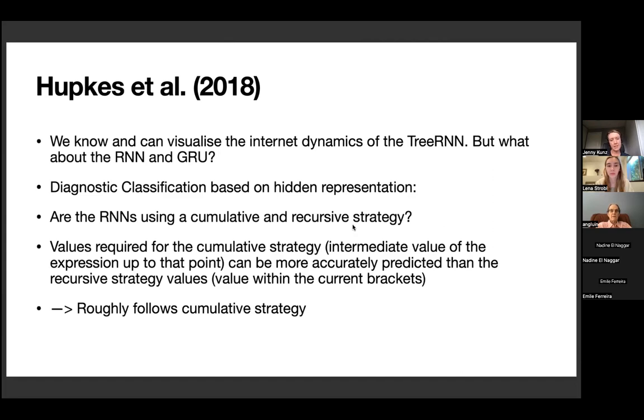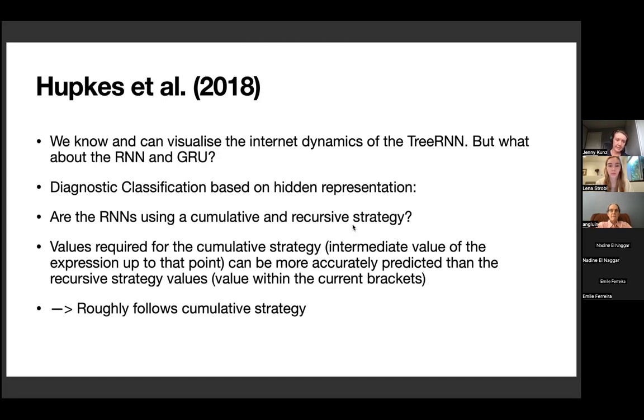And what they use is now also the method that I am using, that's diagnostic classification based on the hidden representation. It's the same as what I call probing. There were just a few papers proposing this at the same time. So this is a bit like used in parallel, diagnostic classification and probing. And in particular, they want to know if the RNNs are using a cumulative or a recursive strategy to solve this task.